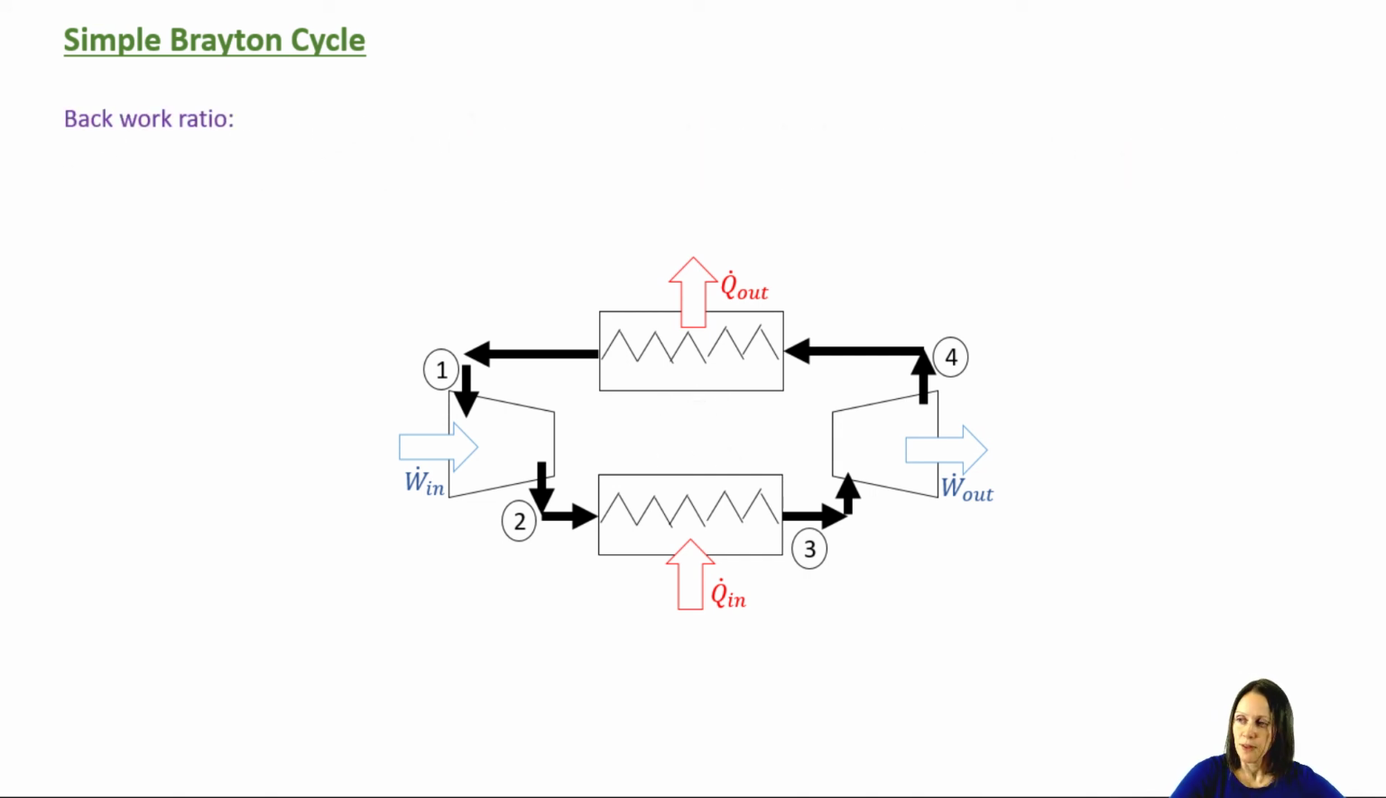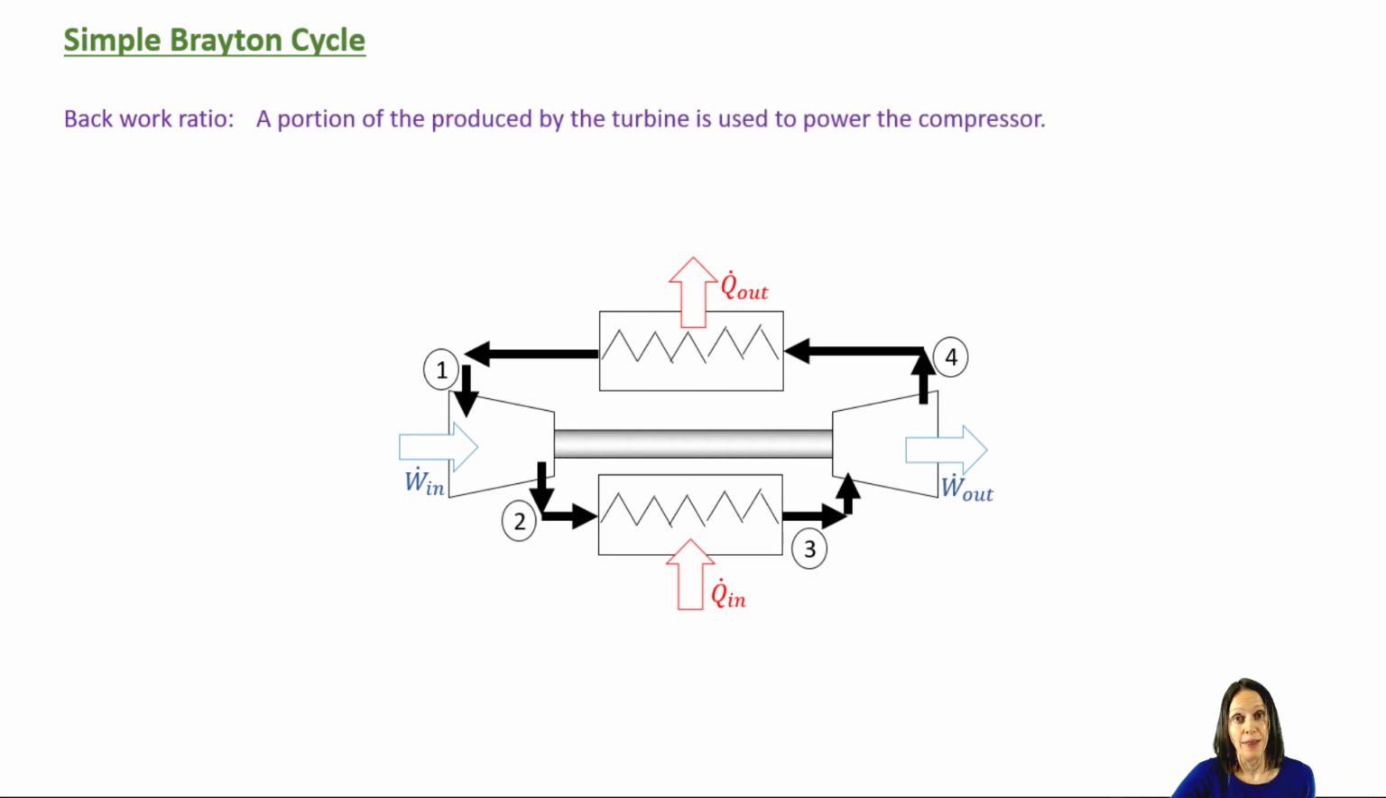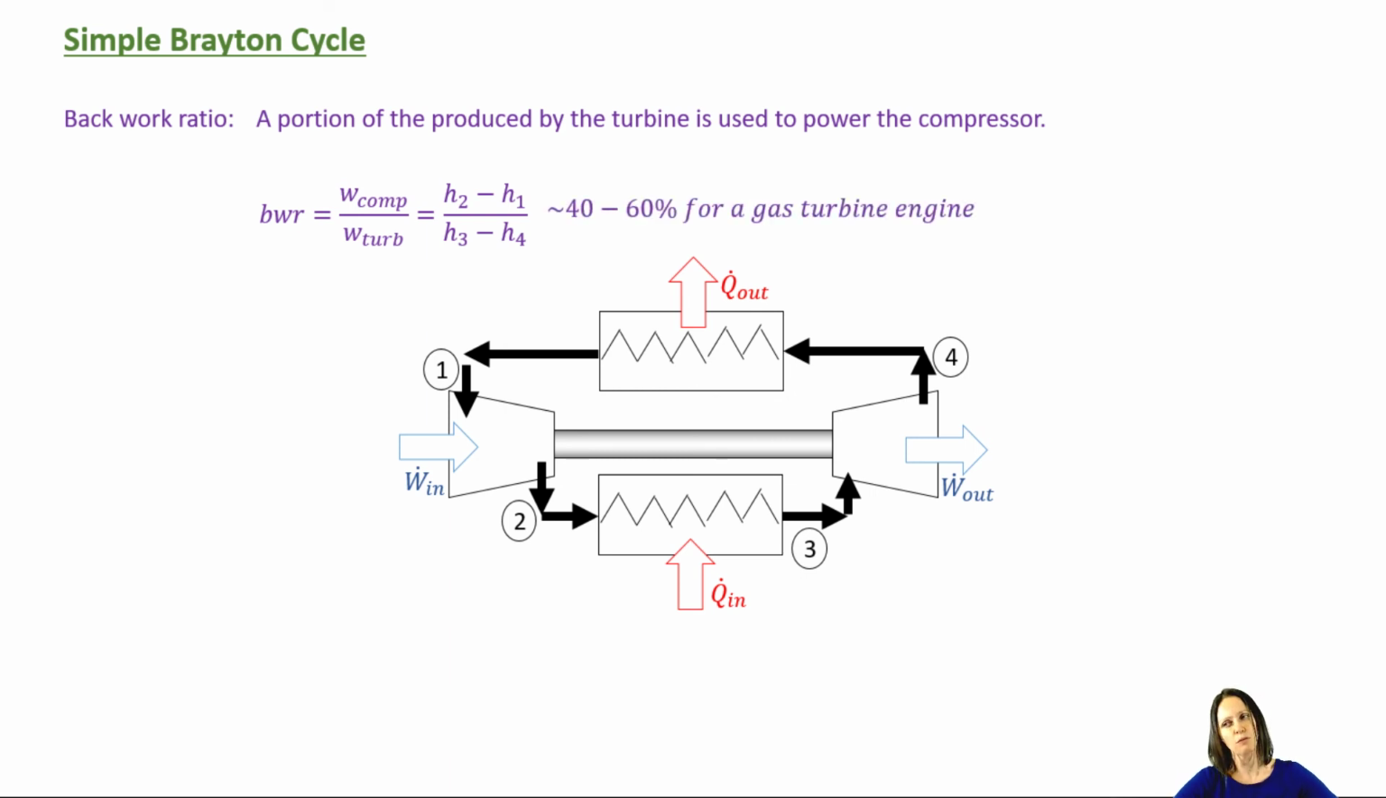All right, one more thing we want to talk about, and that's the back work ratio. So some of the power generated by that turbine is used to power the compressor. So as the turbine blades spin, it also helps to spin those compressor blades. And the proportion of that work is expressed as a back work ratio. So this is the work of the compressor over the work of the turbine. And typically for a gas turbine engine, it's pretty high. About 40 to 60% of the power that's generated by that turbine is used to run the compressor. And that's just because it takes a lot of energy to compress a gas.